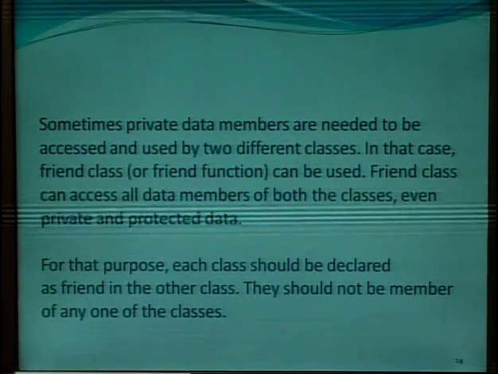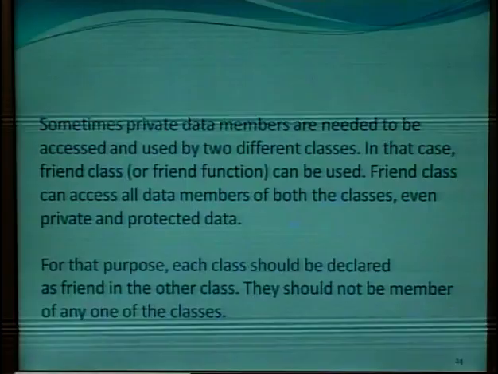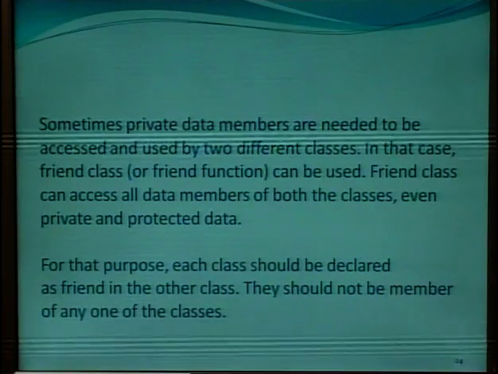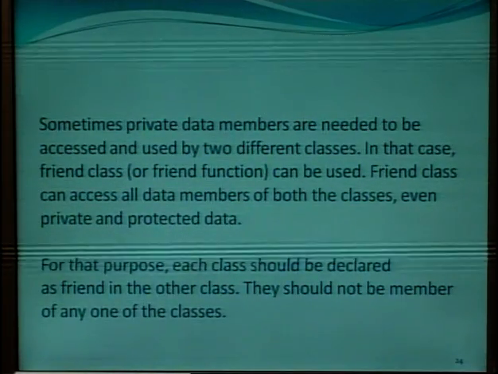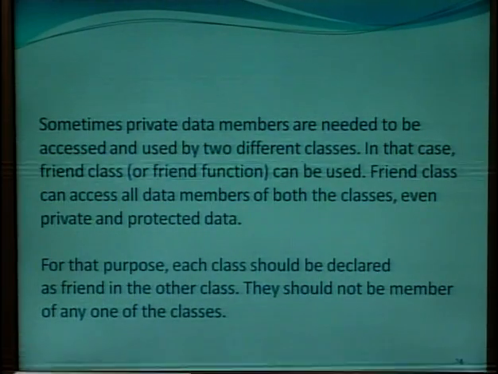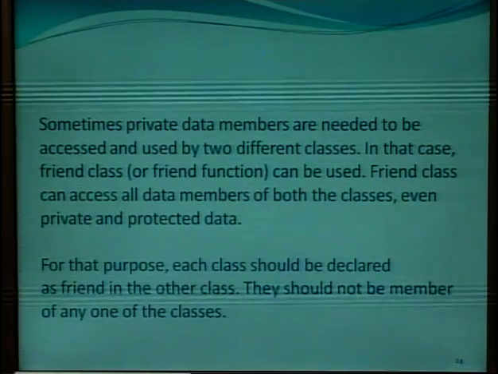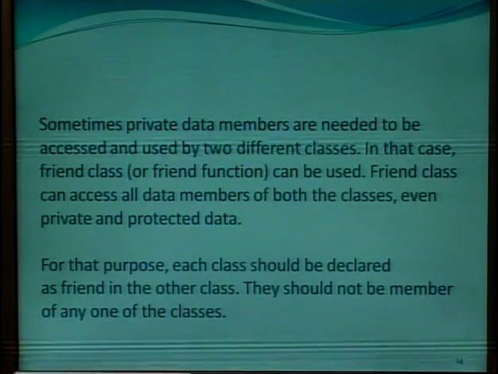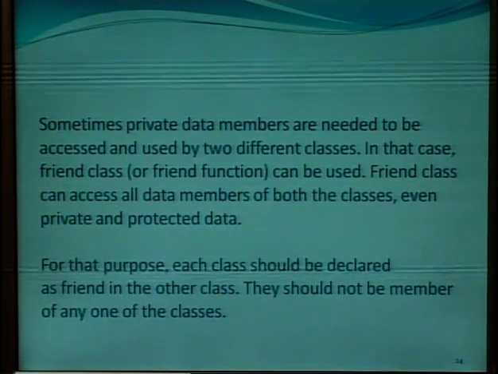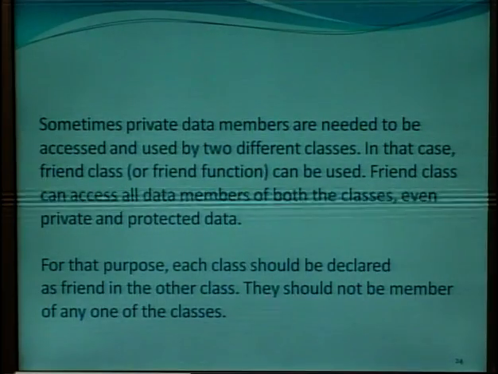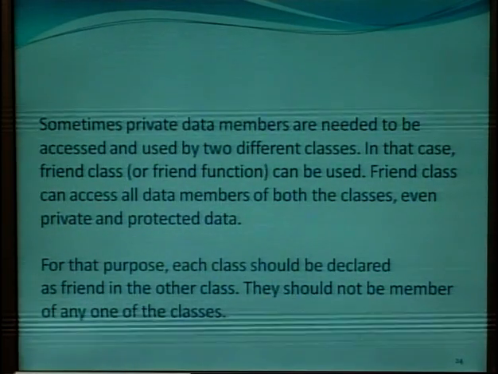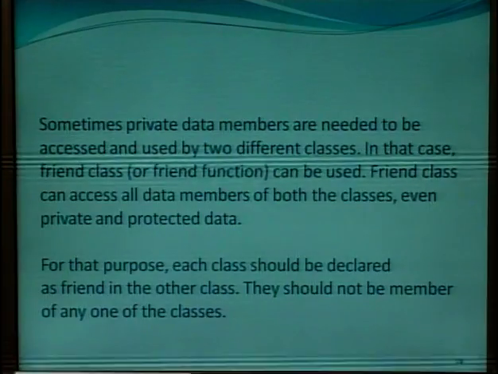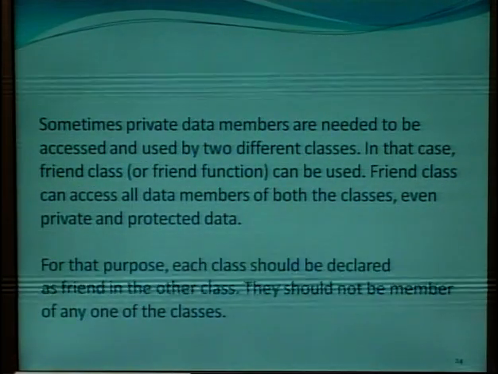Friend classes access all data members of both the classes, even private and protected data. For that purpose, each class should be declared as a friend in the other class. So when you do such a thing within the class, you declare it a friend of the other. There should not be a member of any one of the classes.